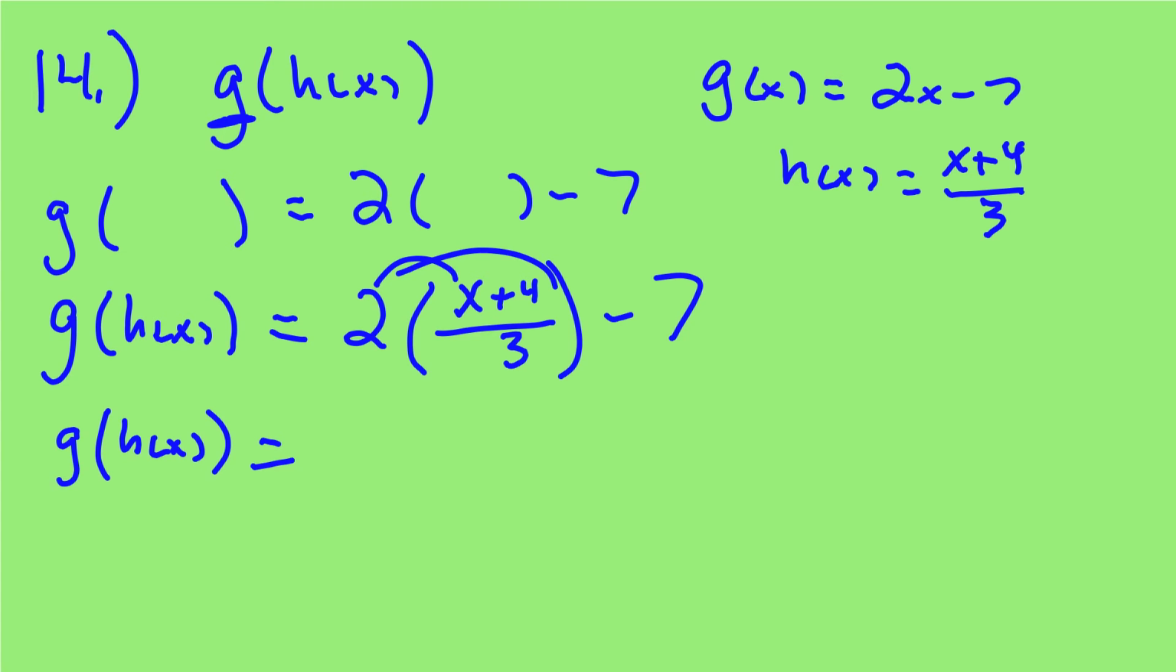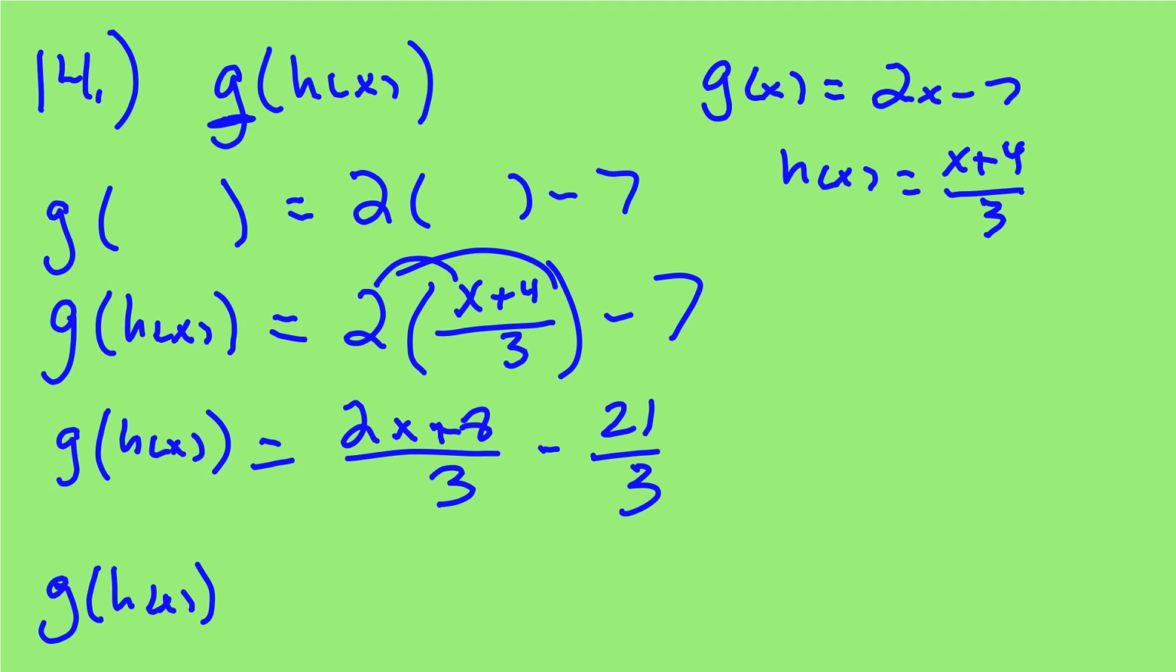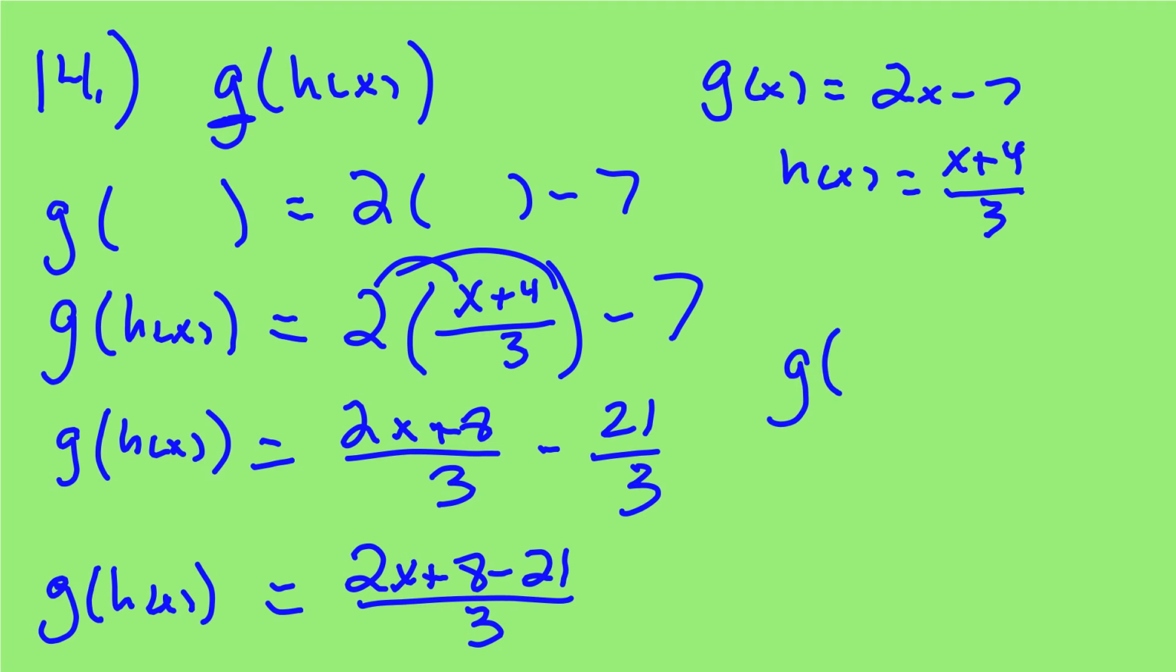I'm going to just continue with my label, just because I like labeling things. The 2 is going to go to the top, so it becomes 2x plus 8 all over 3. And I'm going to turn 7 into 21 over 3, because those are equivalent fractions. 7 over 1, 21 over 3. So this makes g of h of x equal 2x plus 8 minus 21 all over 3. So my final answer, 8 minus 21 is negative 13, so I have 2x minus 13 all over 3.